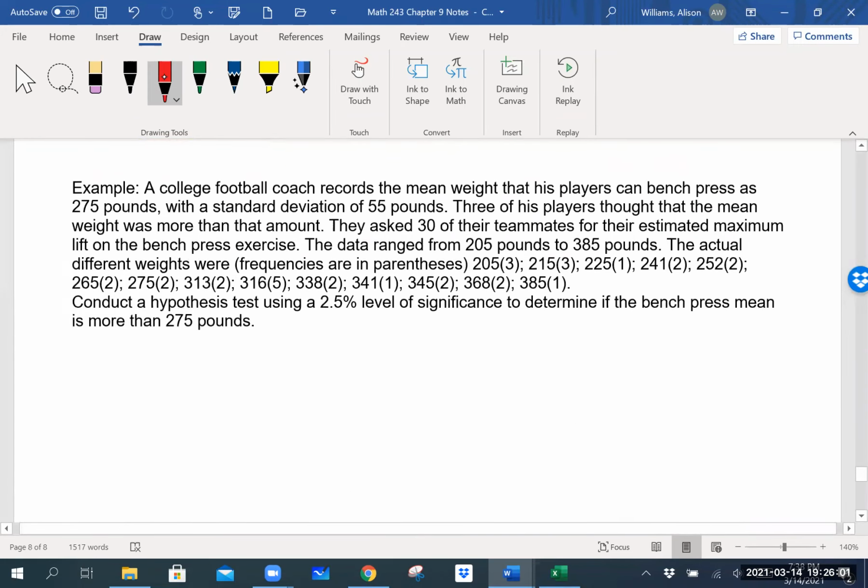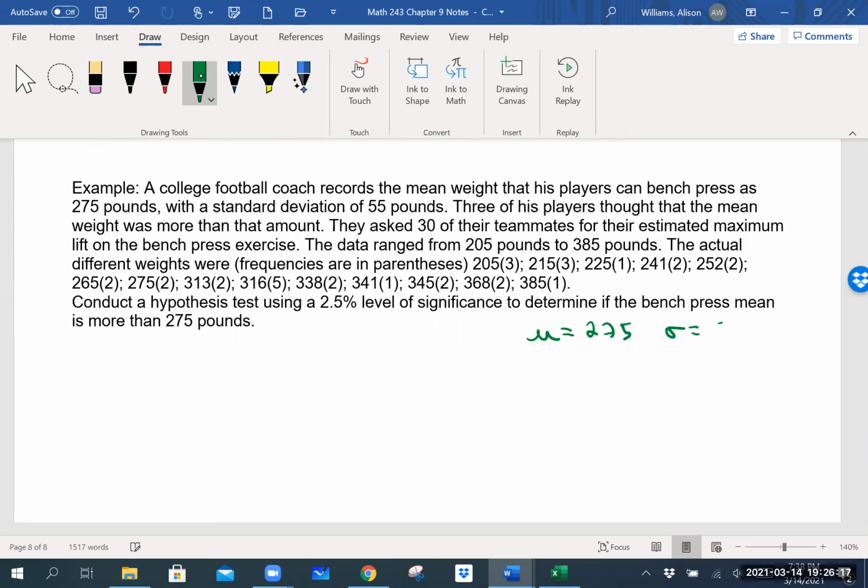So a college football coach records the mean weight that his players can bench press as 275 with a standard deviation of 55. Okay, so there's our mean, 275, standard deviation of 55. Three of his players thought that the mean weight was more, so they think he got it wrong. All right, so they talked to 30 of their teammates, that's our sample, and asked them to estimate the amount they can bench press.